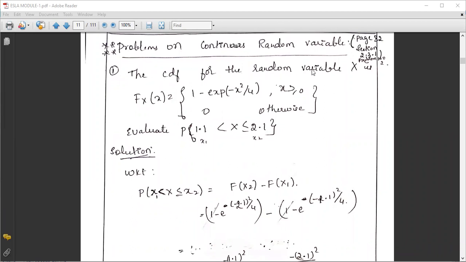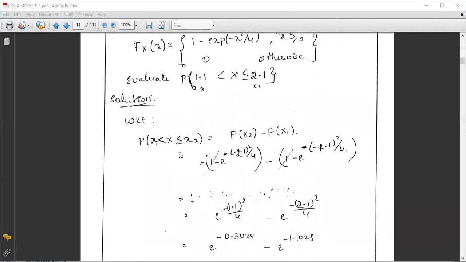The cumulative distribution function for the random variable x is F of x, which is 1 minus exponential of minus x square by 4, for x greater than or equal to 0, or 0 otherwise. Evaluate the probability P of 1.1 less than x less than or equal to 2.1.